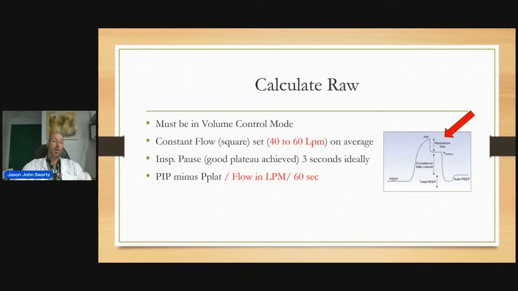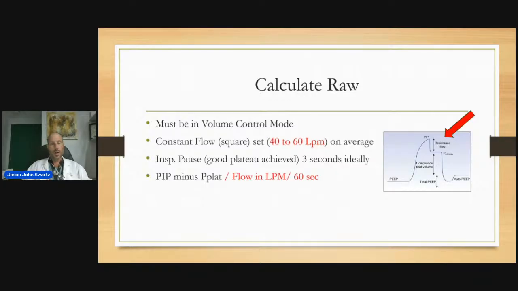So to calculate Raw, you do need to go to AC/VC, to volume control. Raw, airway resistance calculations cannot be done in pressure control mode. So constant flow, square waveform, set it on average between 40 to 60. Some literature says as high as 80, but pretty much average 40 to 60, 50, let's say, being the average.